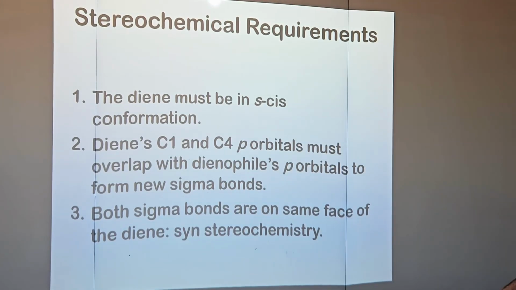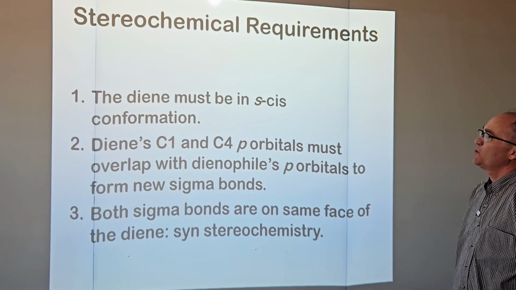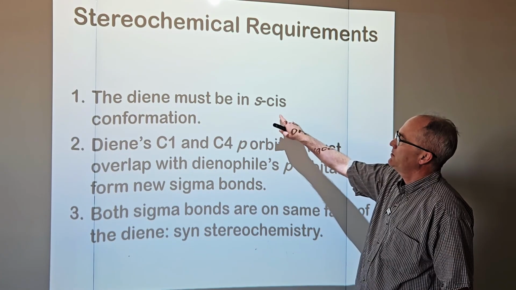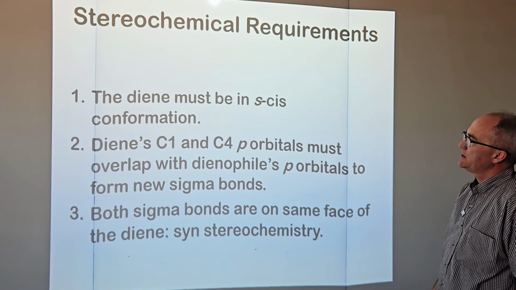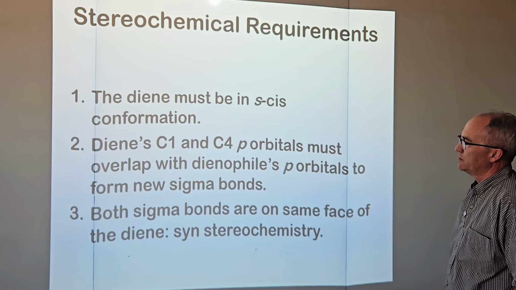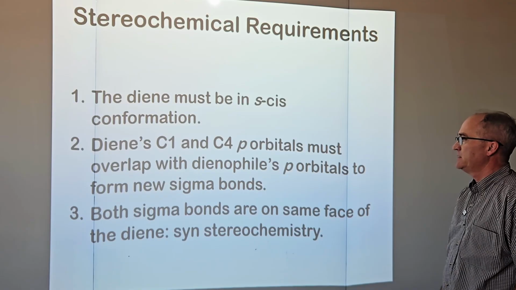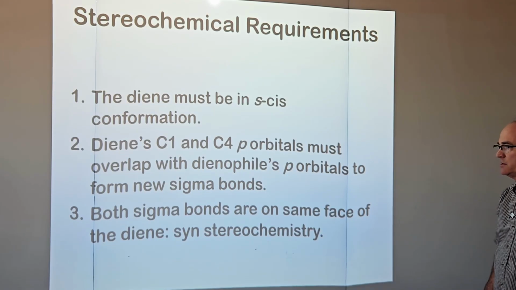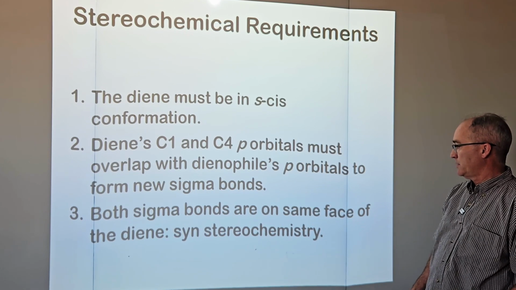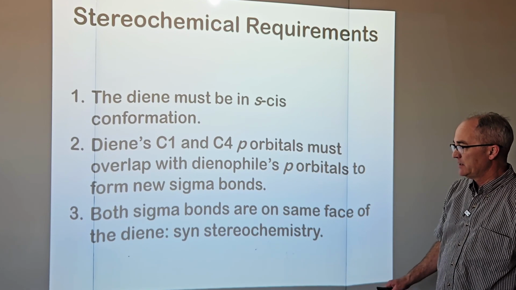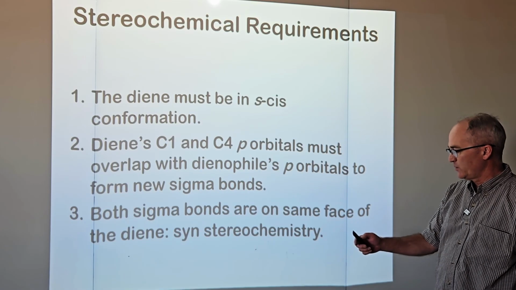Now the first simple problem we looked at, we didn't have to think about this, and that is stereochemical requirements. Well, we looked at this the other day. It says the diene must be in the S-cis conformation. Diene C1 and C4 p orbitals must overlap with the dienophile's p orbitals to form new sigma bonds. Both sigma bonds are on the same face of the diene. So we say this is a syn event, syn stereochemistry.